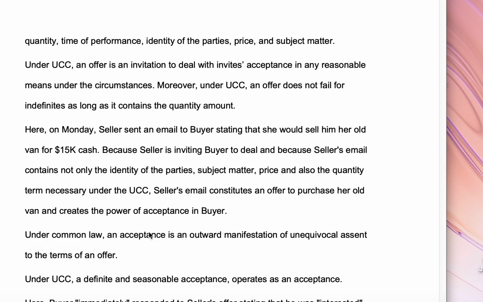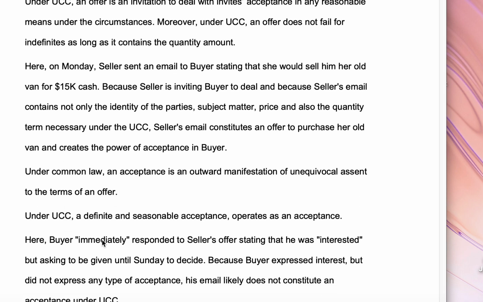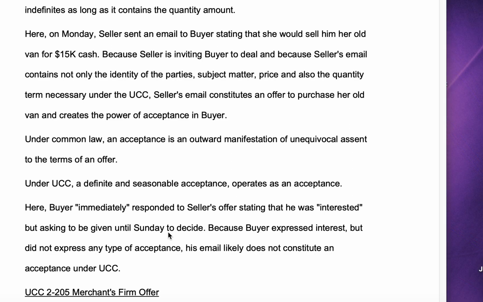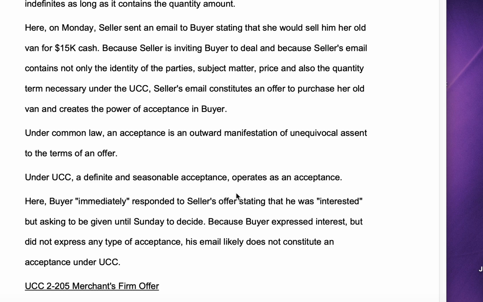Okay, so under common law, under UCC, under common law, under UCC, under common law. So, I mean, this is an exemplary passing first year answer. Now, if you took the regular bar, would that be an exemplary example? I don't know. Okay, so under common law, an acceptance is an outward manifestation of unequivocal assent to the terms of the offer. Under UCC, a definite and seasonable acceptance operates as an acceptance. See, this is very good the way they wrote it. They're showing they know the law, okay?